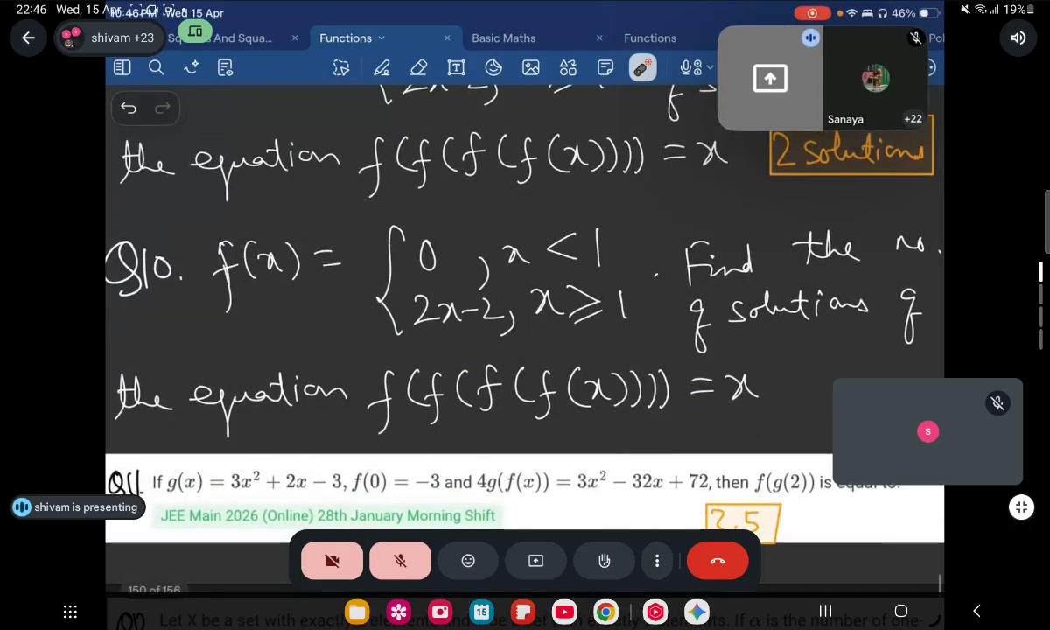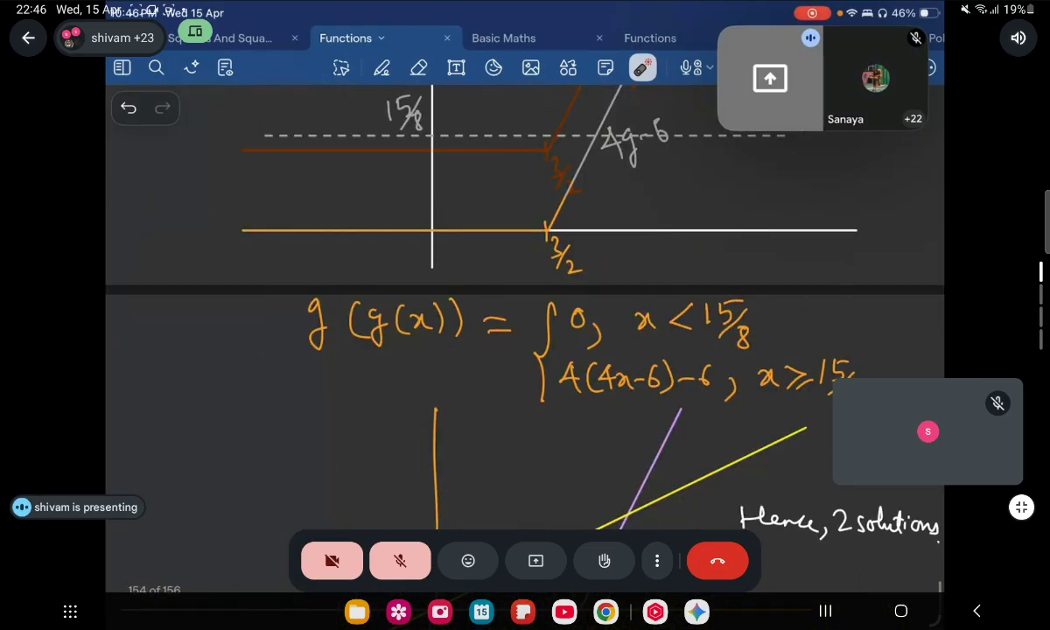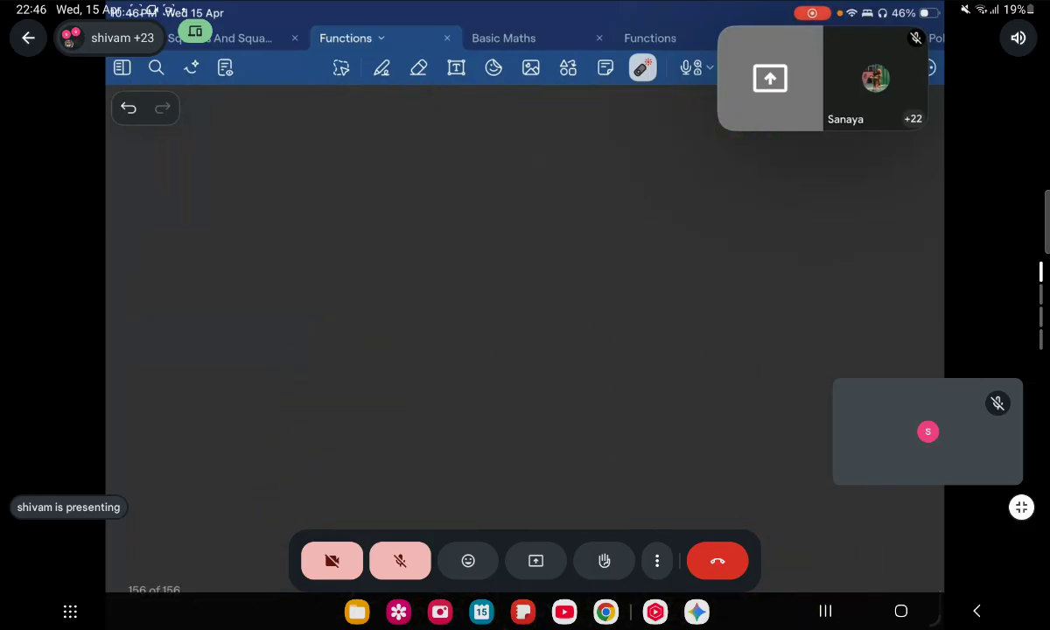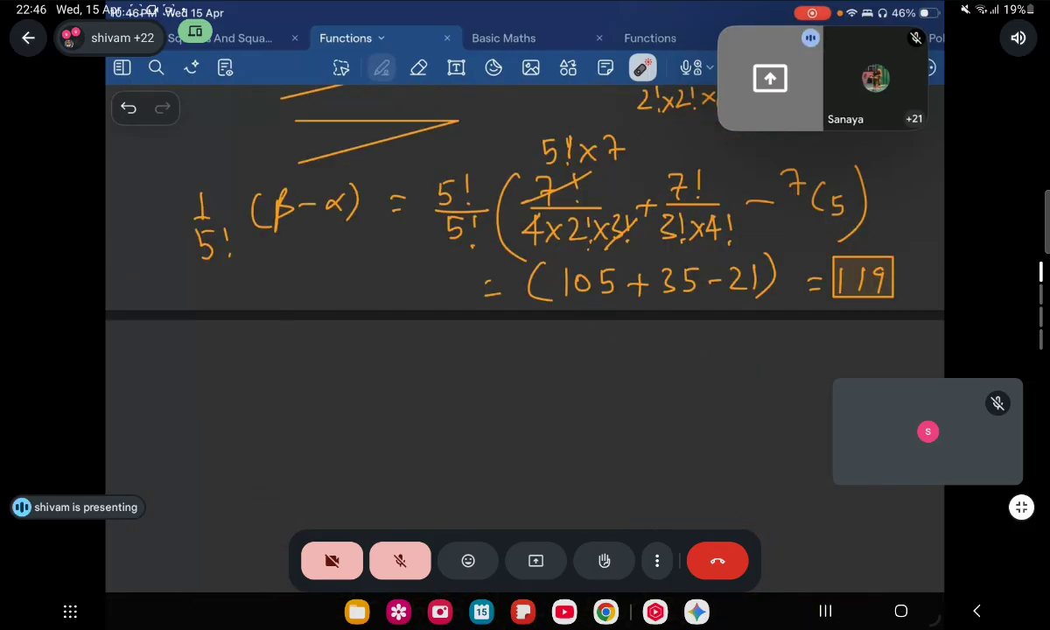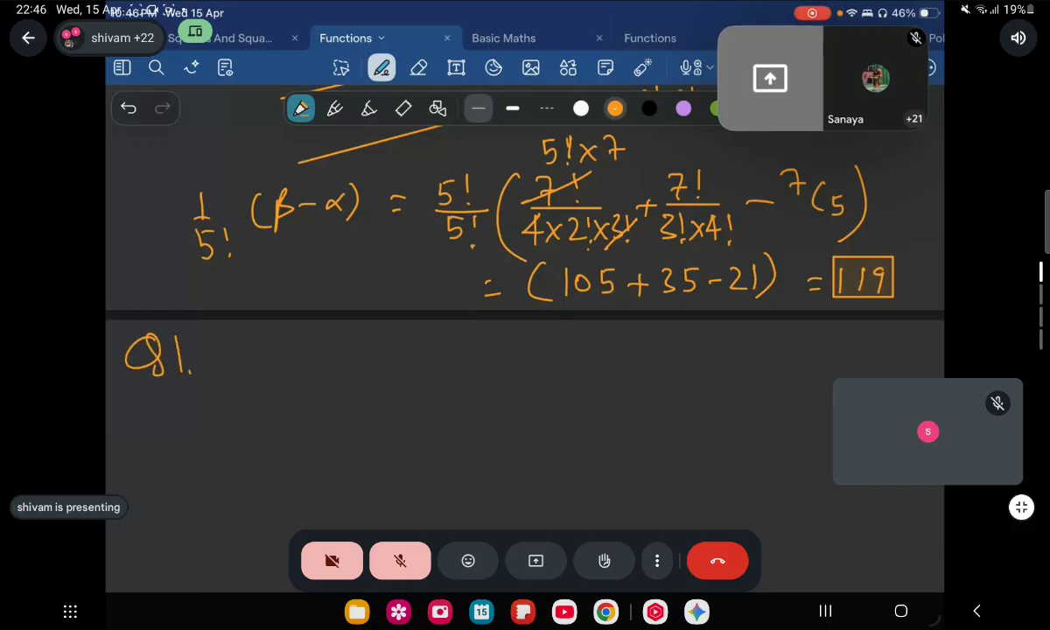Okay, the last sum we did was this one, x minus 6. Okay, let us continue, everyone. Everyone solve this one. Question number 1 for today.